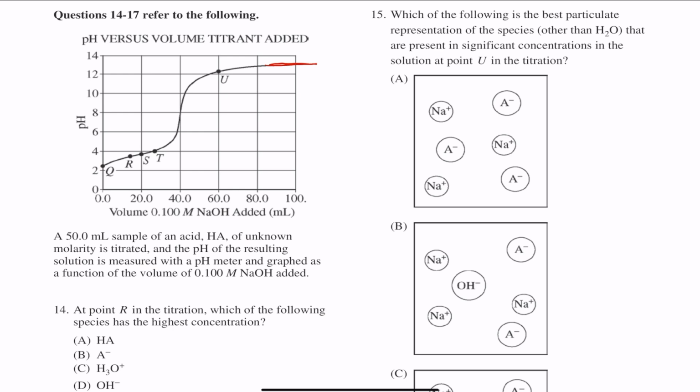Now, another thing I want everybody to notice is if you take a look at the equivalence point, it's sitting at 8, right? So what does that indicate? This HA must be a weak acid. Remember, wait, why is that an indicator?